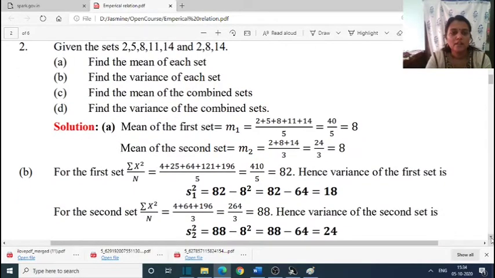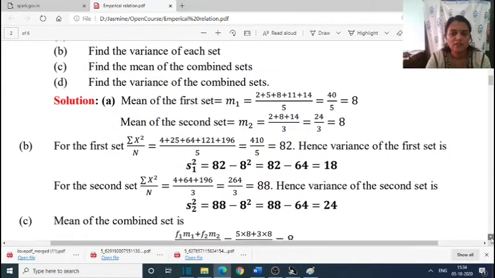Now next, find the variance of each set. So for the first set, sigma x square by n is equal to (4 plus 25 plus 64 plus 121 plus 196) by 5, which is equal to 410 by 5, which is equal to 82. Hence the variance of the first set is 82 minus 8 square, which is equal to 18.